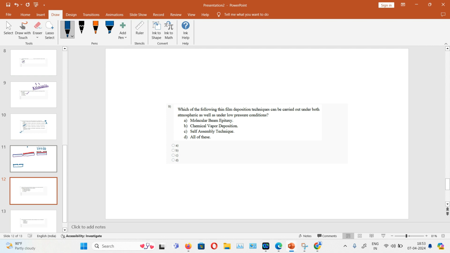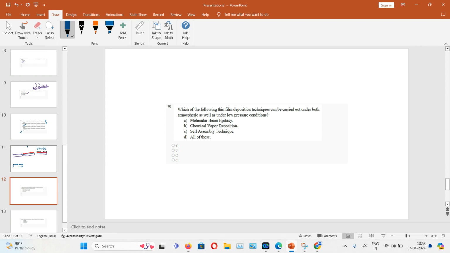Self-assembly techniques. In self-assembly techniques, what is happening is that the solvent is getting removed, and that we cannot even do at low pressure conditions. If you had a solvent under very low pressure, everything gets evaporated instantly. So we cannot do that.